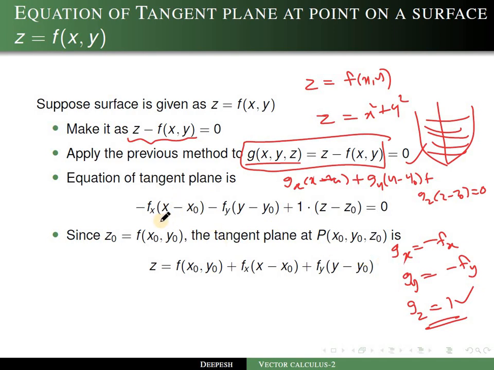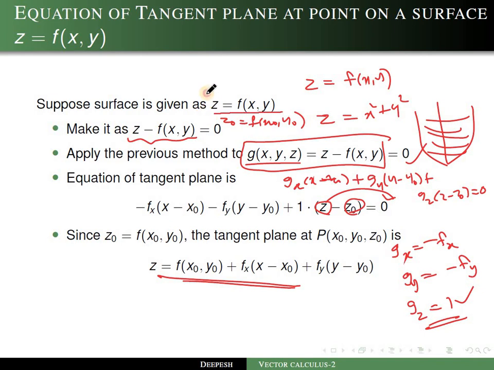So if you substitute it, you will get the equation of the tangent plane as −f_x (x − x0) + (−f_y)(y − y0) + 1·(z − z0) = 0. Also, you know that z0 is the value of the function. You have z = f(x, y), right? So z0 is f(x0, y0). You bring this z to the right side and multiply with the negative sign, so you get this equation. This is the equation of the tangent plane.